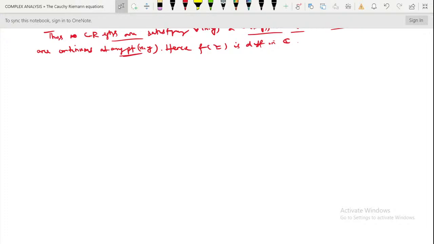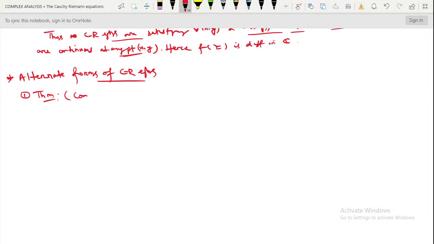Now come to another thing, which is the alternate form of Cauchy-Riemann equations, or you can say the complex form of Cauchy-Riemann equations. There are two theorems. The first one is the complex form of Cauchy-Riemann equations. So what is the statement?